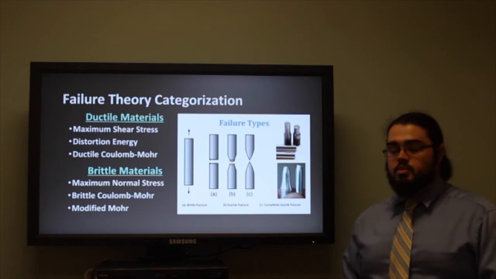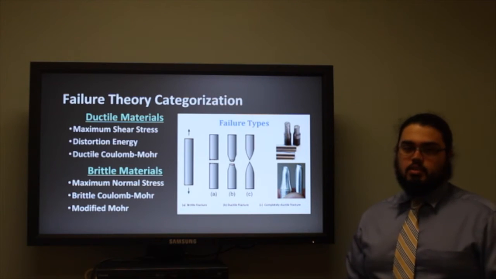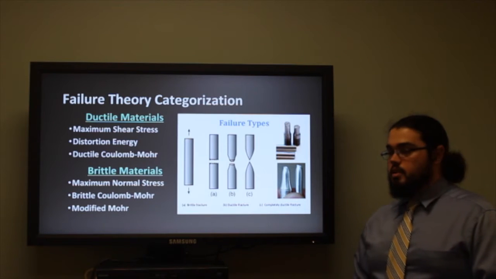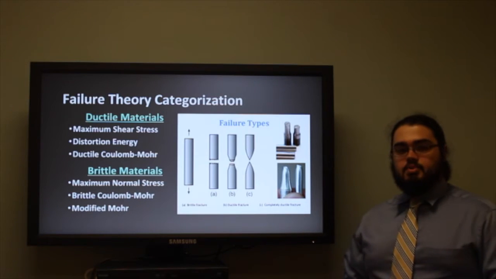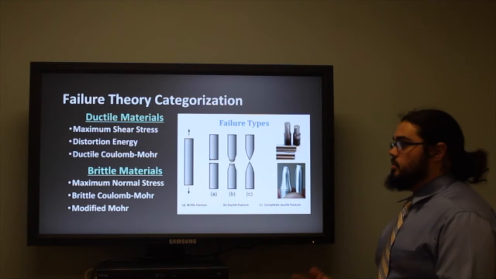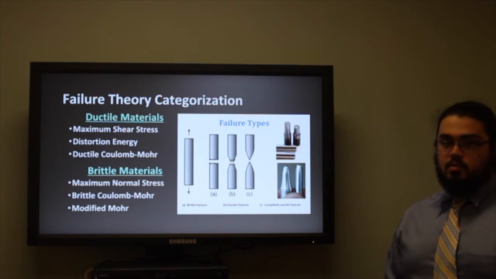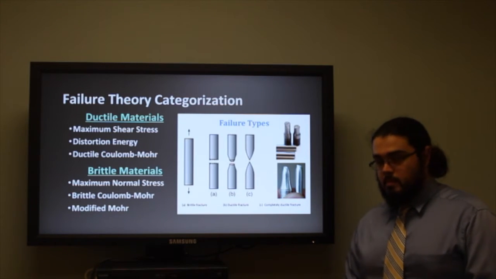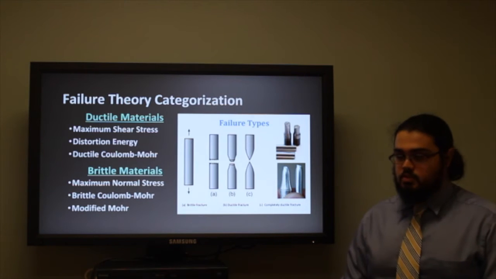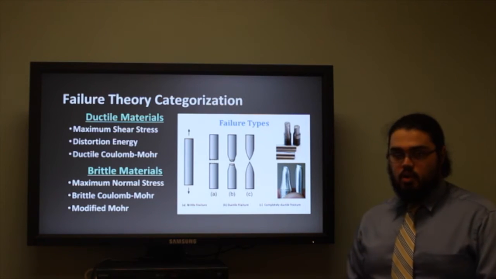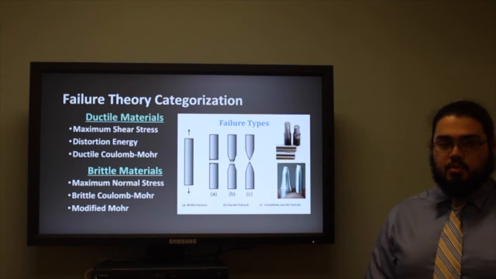Since these two materials act very differently when failure occurs, we generally have two categories for failure theories. There are those for ductile materials, and the ones we're going to cover today are maximum shear stress, distortion energy, and ductile Coulomb-Mohr. And then for brittle materials, we're going to talk about maximum normal stress, brittle Coulomb-Mohr, and modified Mohr theory.